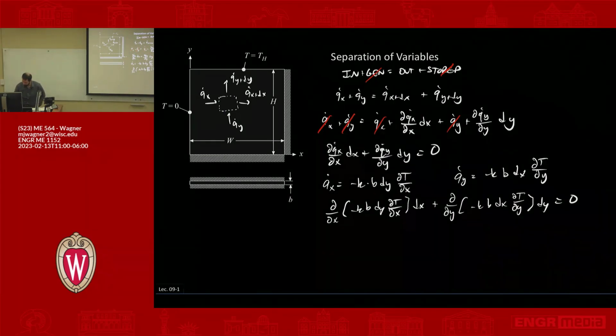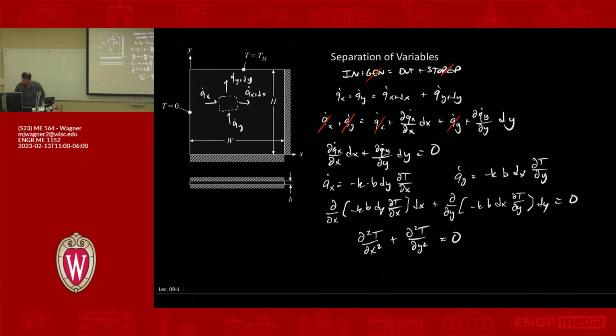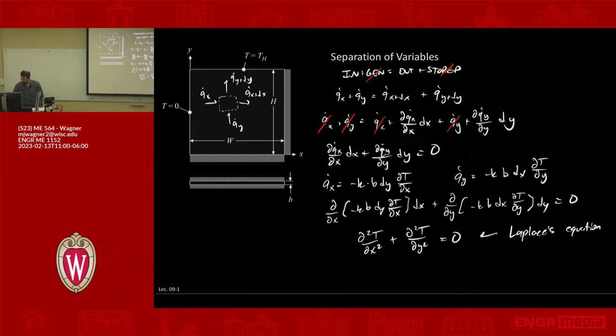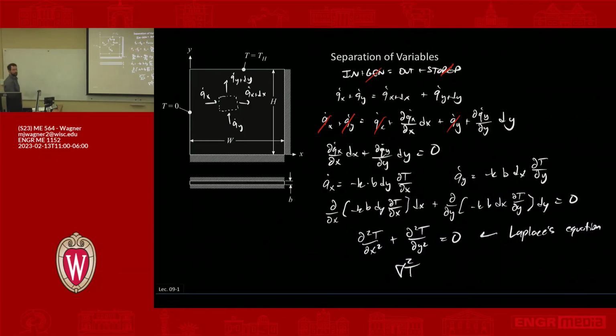And then we end up with our really simple equation, which is d squared T/dx squared plus d squared T/dy squared equals 0. The simplified version. So this you might recognize from other classes. This is called Laplace's equation. Right? Another way of writing this would be del squared T. Right, this is a diffusion problem. So this is the diffusion differential equation.